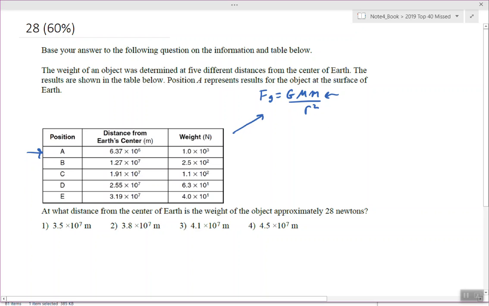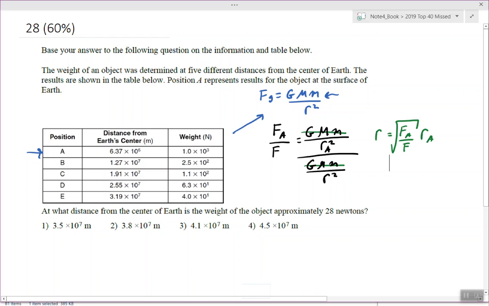But let me show you a little bit of a clever way to do this. Let's take the force at position A and divide that by the force at the mystery position, which we'll call just F. It's going to be G, mass of the Earth, which is not changing, mass of the thing, which is not changing, over the distance to A squared, and then G, mass of the thing, mass of the Earth, mass of the thing, over the mystery R. This stuff is all the same, so that cancels.